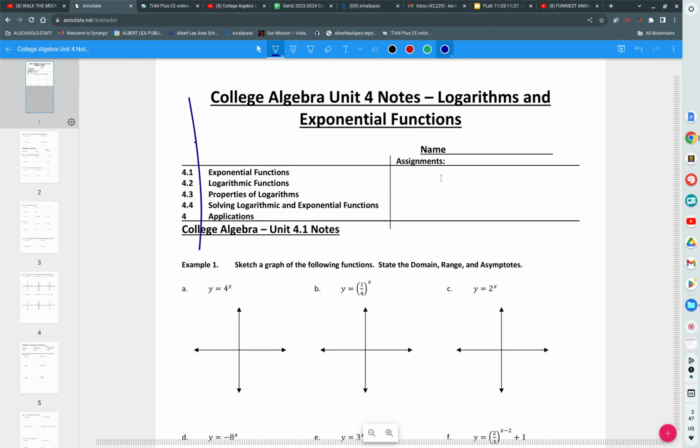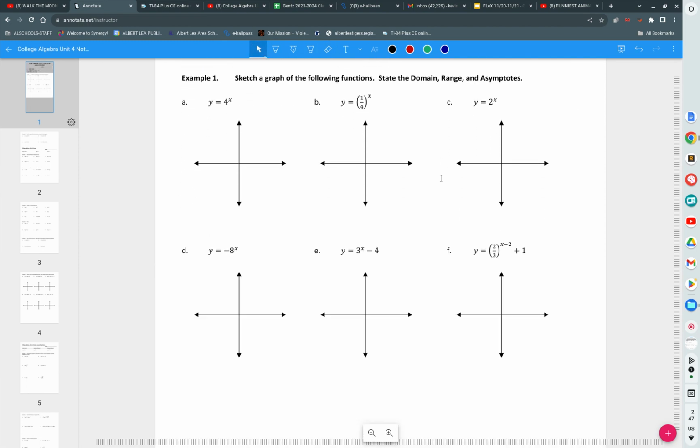Sketch a graph of the function, state the domain and the range and the asymptotes. Domain, range, and the asymptotes. And we'll also label a point on the graph. Y equals 4 to the x. Notice how 4 is a number bigger than 1, so it's going to have this shape. It goes through the coordinate 0, 1.